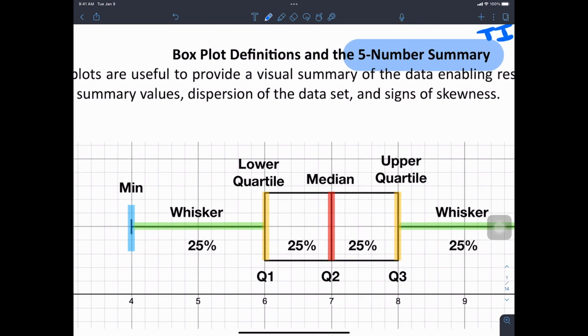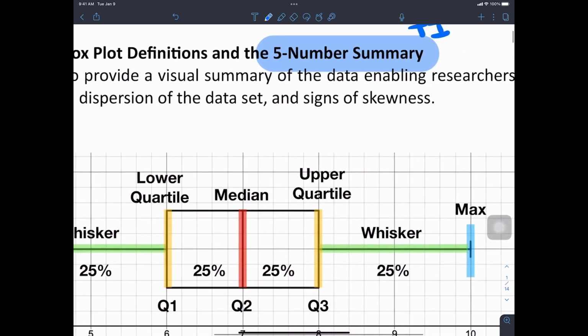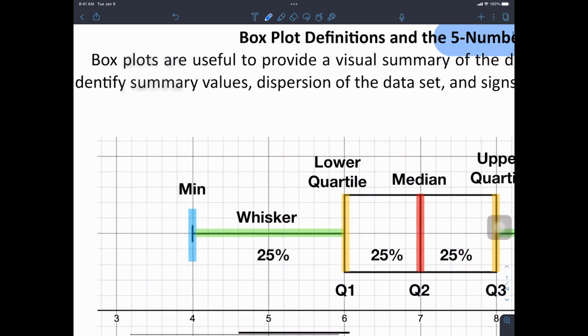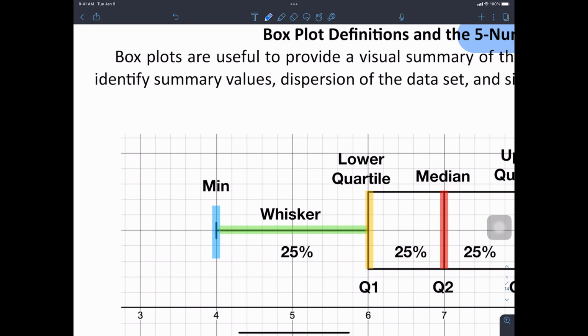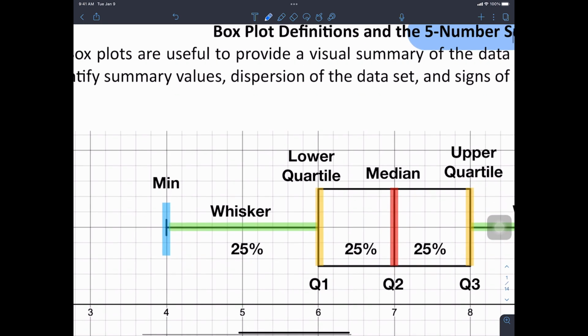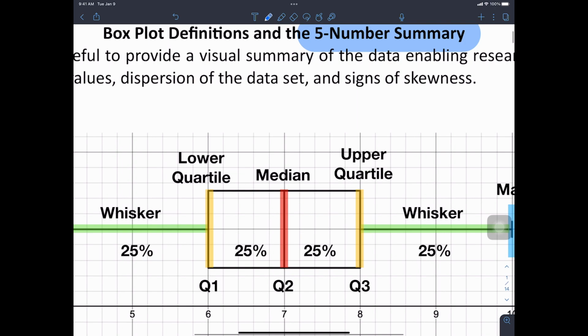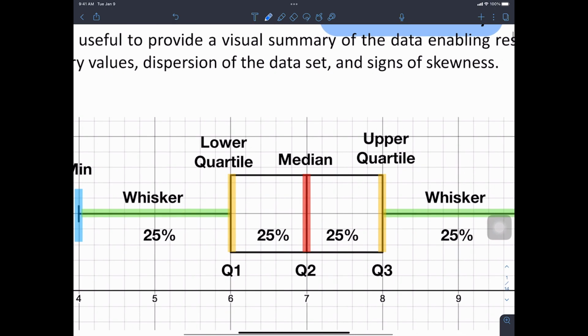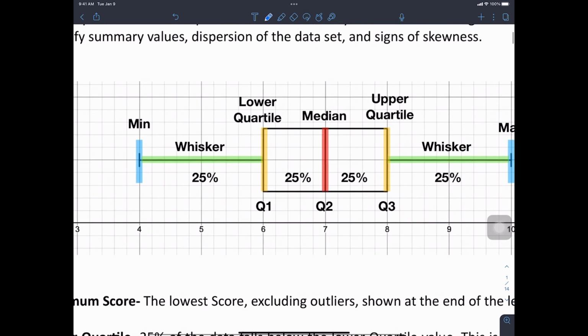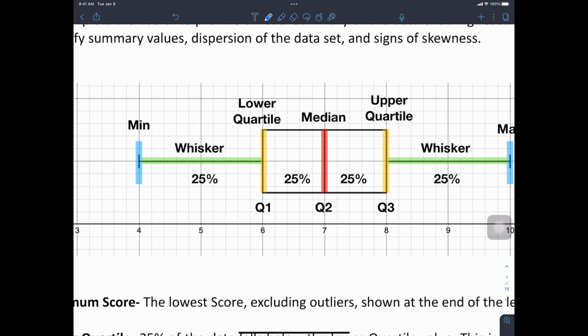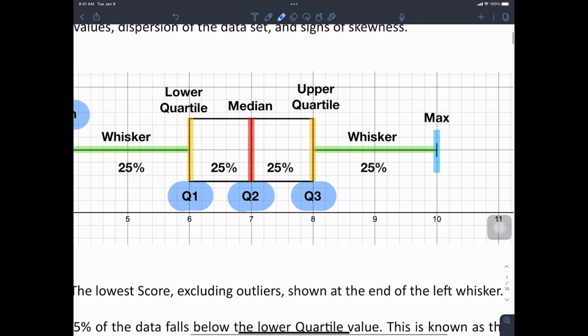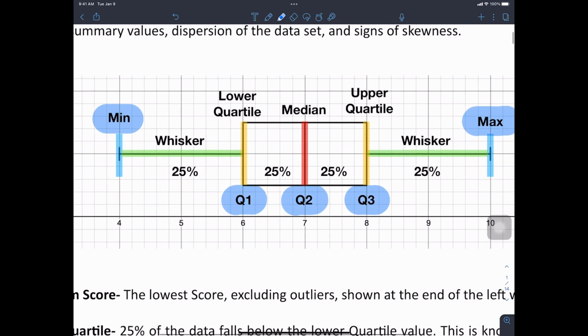And what do box plots do? They're useful to provide a visual summary of the data, enabling researchers to do what? Quickly identify summary values, dispersion of the data, and any signs of skewness. And so if you guys notice, you say, what is it? You got a 5-number summary? Yes. What is it? Well, remember this, the minimum value. What else do you have? The first quartile, the second quartile, the third quartile, and then you have the maximum value. Okay? So you guys already know this.